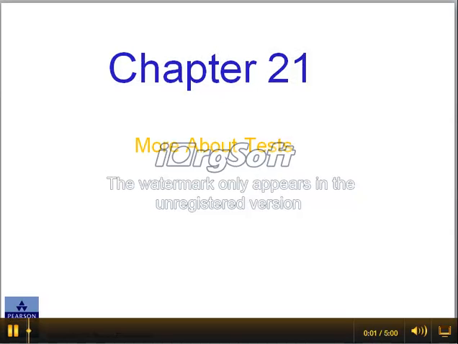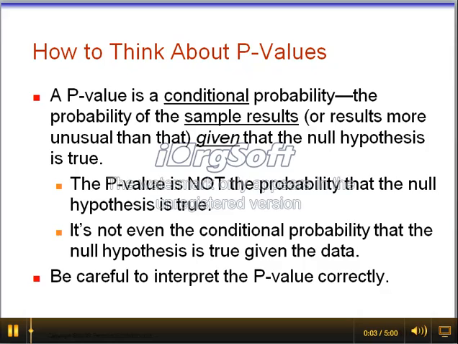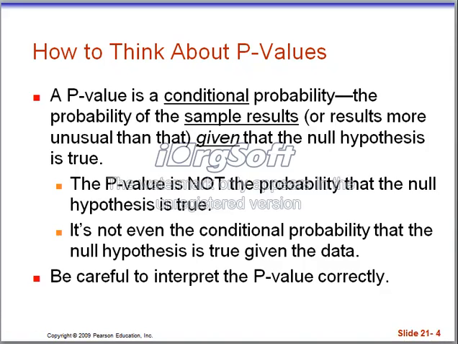This is chapter 21, more about tests. So to start out here, let's talk a little bit more about p-values. The p-values tell us the probability that something would happen by chance given the null is true. Remember that, given the null is true, this would happen by chance this percentage of the time. That's why when we say when the p is low, reject the H0.